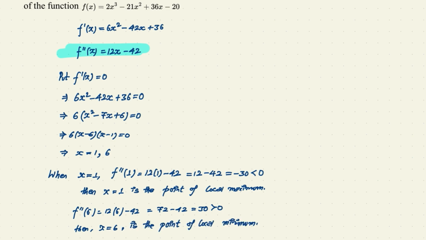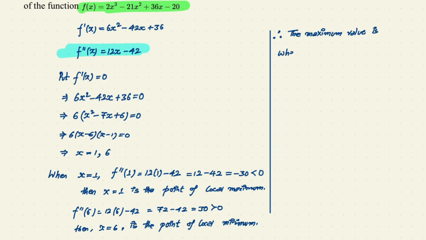Now in order to find the corresponding local maximum and local minimum values, we put the values of x equals to 1 and 6 in the given function, that is here. Therefore, the maximum value is when x equals to 1, that is f of 1, and f of 1 will be equal to 2 into 1 cube minus 21 into 1 square plus 36 into 1 minus 20, and on simplifying we will get this as minus 3, which is the maximum value.